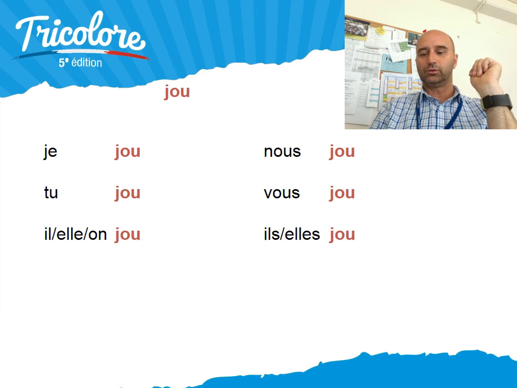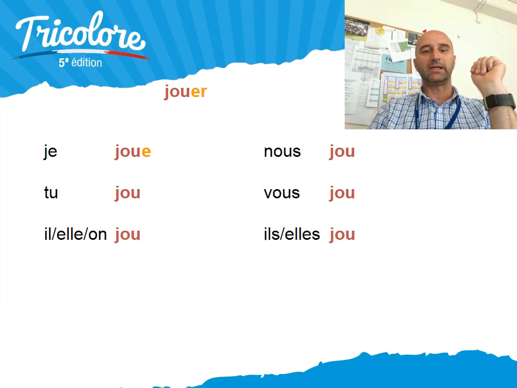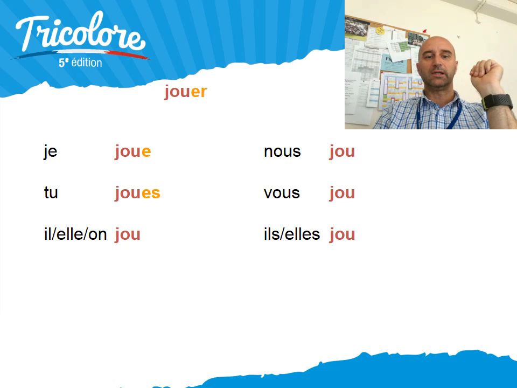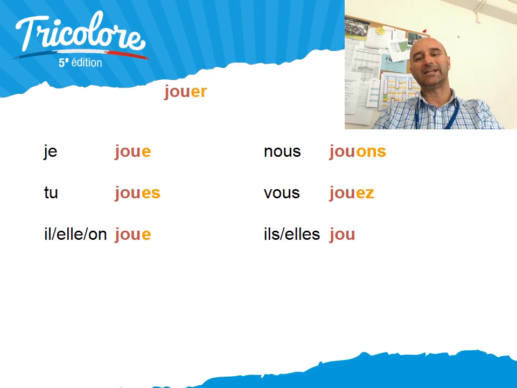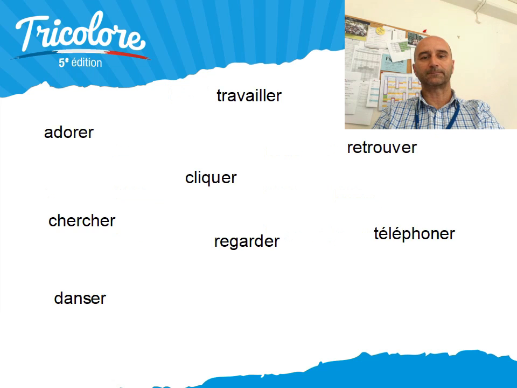So, the dictionary form here is jouer, an ER ending verb. Je joue, here are the endings. Tu joues, il, elle, on joue. So E, ES, E are endings here. Nous jouons, ONS, is a typical ending for nous. We'll see it across the French verb system. Vous jouez, EZ, same across the French verb system. For vous, you'll have an EZ. Ils et elles jouent, ENT, remember, not pronounced.